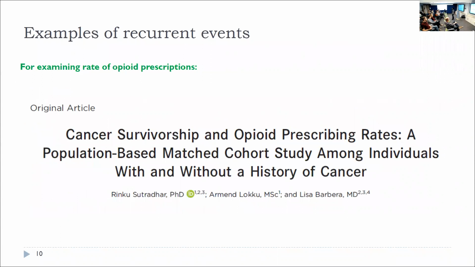Basically in this example, survivorship, think of that as the exposure essentially, and then all of the opioid prescriptions we had, those are the recurrent events. So that's another example.